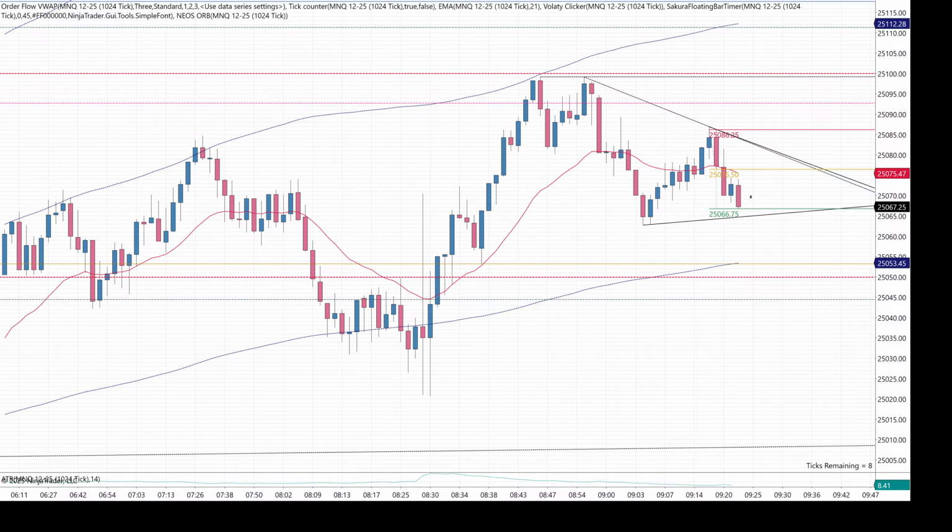Let me go ahead and see if we have any news today. We do have news at 10 a.m. It is a yellow folder, so... And then... that's the only news I see that could potentially affect our trading.